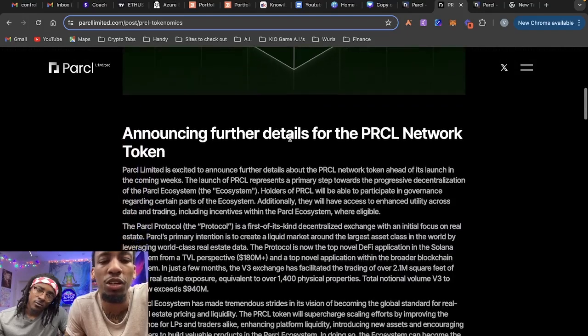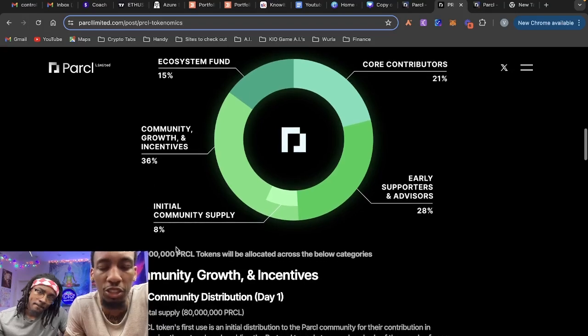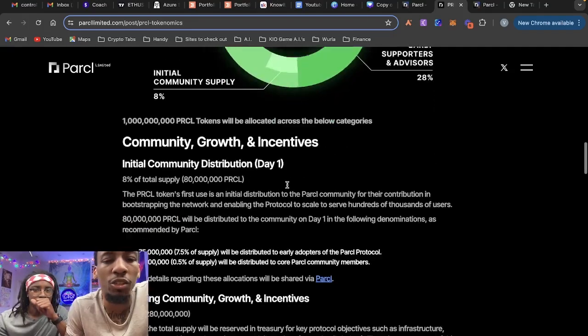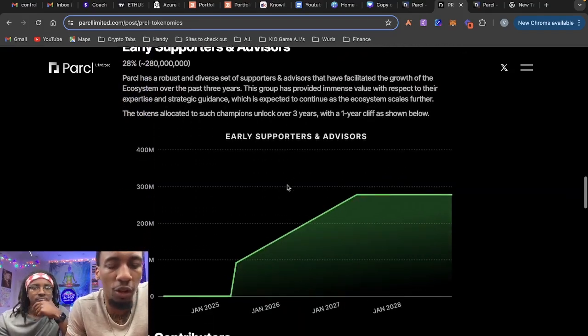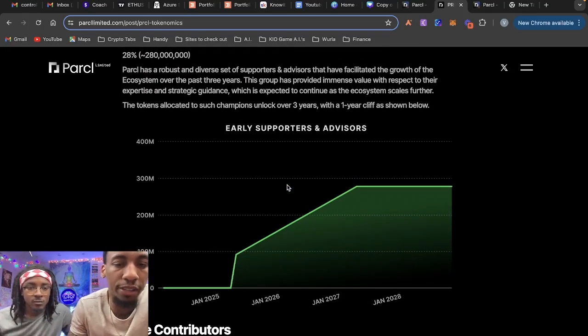All right, so if we go to this article, you can see the allocation details. We have ecosystem fund, community growth and incentives, 36%. Initial community supply was 8%. Early supporters and advisors, 28%. That's a lot. It goes into the details of all that, but we still need to figure out how all of these tokens are coming onto the market.